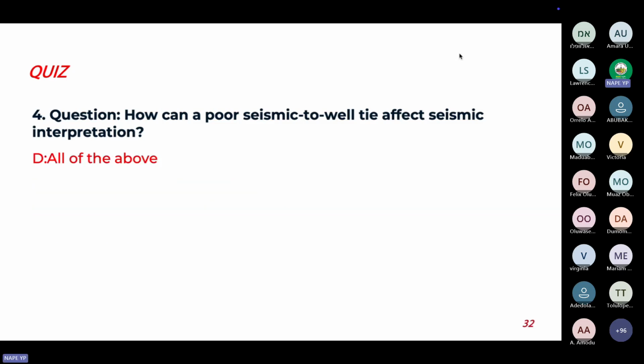And here is the answer. And we're going to question number 5 now.